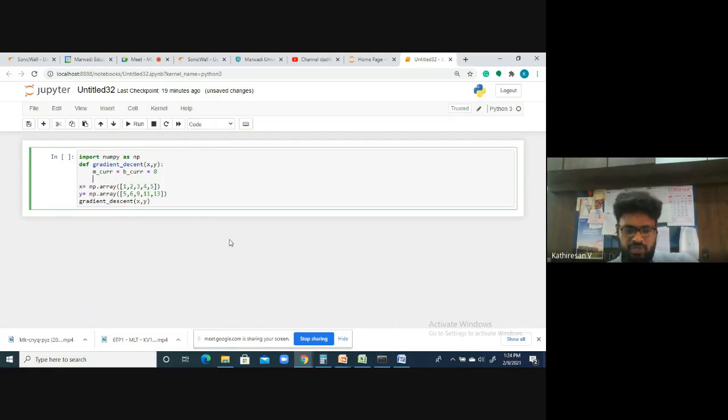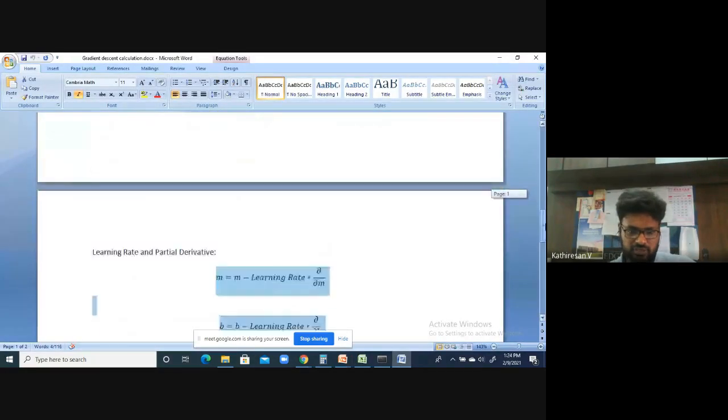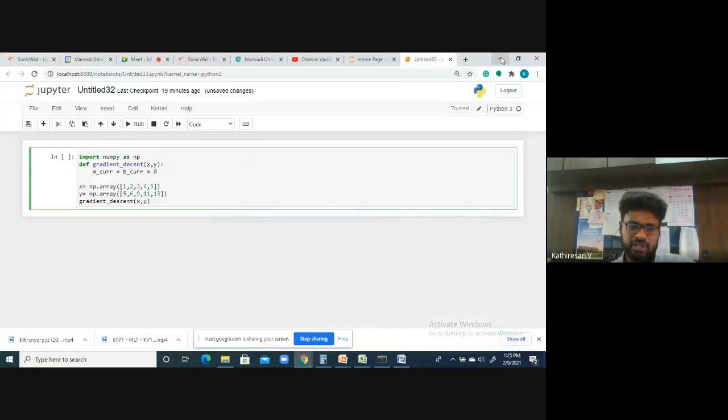So this m current and b current, why I'm putting 0 is, see here, this one only m current and b current. See, m current is the current iteration. Every iteration, initially we are declaring this m current and b current as 0, and in each and every iteration it will change, it will get updated.